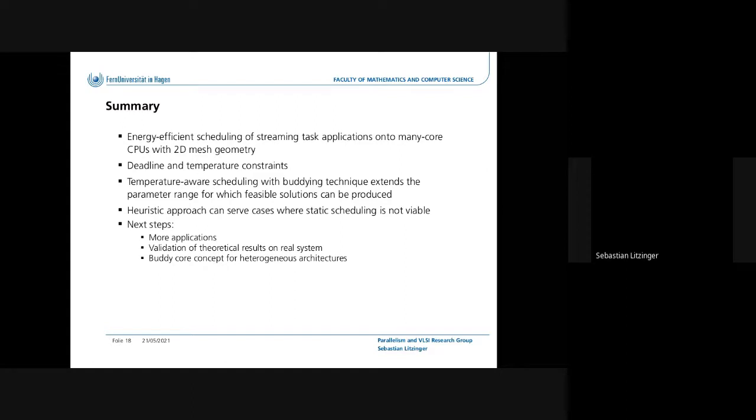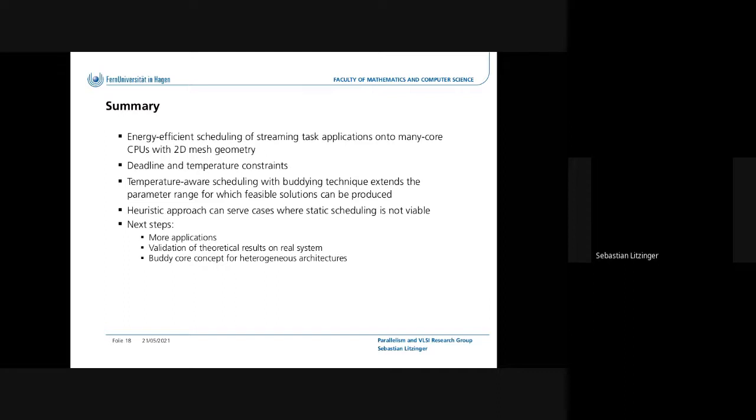Okay, so in total, we have seen how you can energy efficiently schedule streaming task applications onto such many core CPUs where the cores are placed in a 2D layout under deadline and temperature constraints. And we have also seen that the temperature-aware scheduling, where we employ the bodying technique, leads to a larger parameter range where you can still produce feasible solutions. The heuristic approach, which we didn't talk about now, can then be employed when static scheduling is not viable, for example, when the application runtime may be too short.